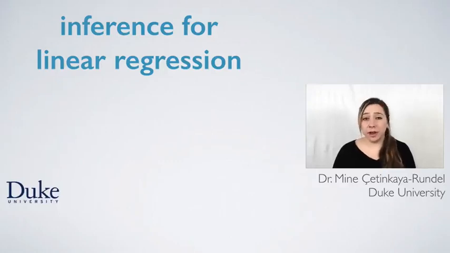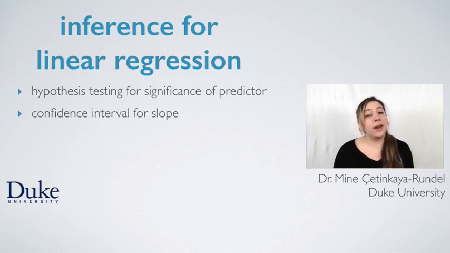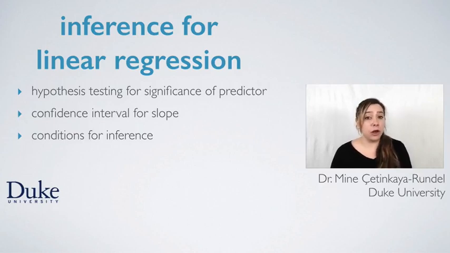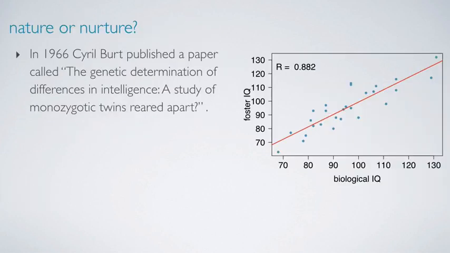In addition to modeling and prediction, we can also use linear regression models to do inference. In this video, we're going to talk about hypothesis testing for the significance of a predictor and confidence interval for the slope estimate. We're also going to talk a little more about conditions for regression with respect to what additional conditions may need to be satisfied if we want to be able to do inference based on these data.